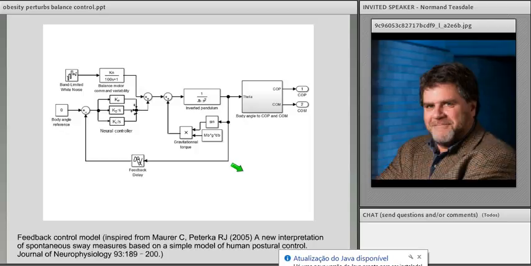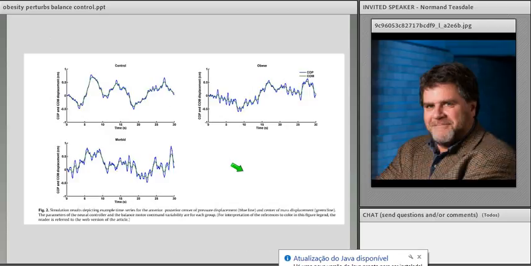I won't go into all the details, but basically we modeled the variability, and we have a neural controller that determines a signal error between the body angle reference and the reference of the actual pendulum, and produces a center of foot pressure and a center of mass in output to produce a torque, and we use the center of foot pressure and center of mass as an output of the model.